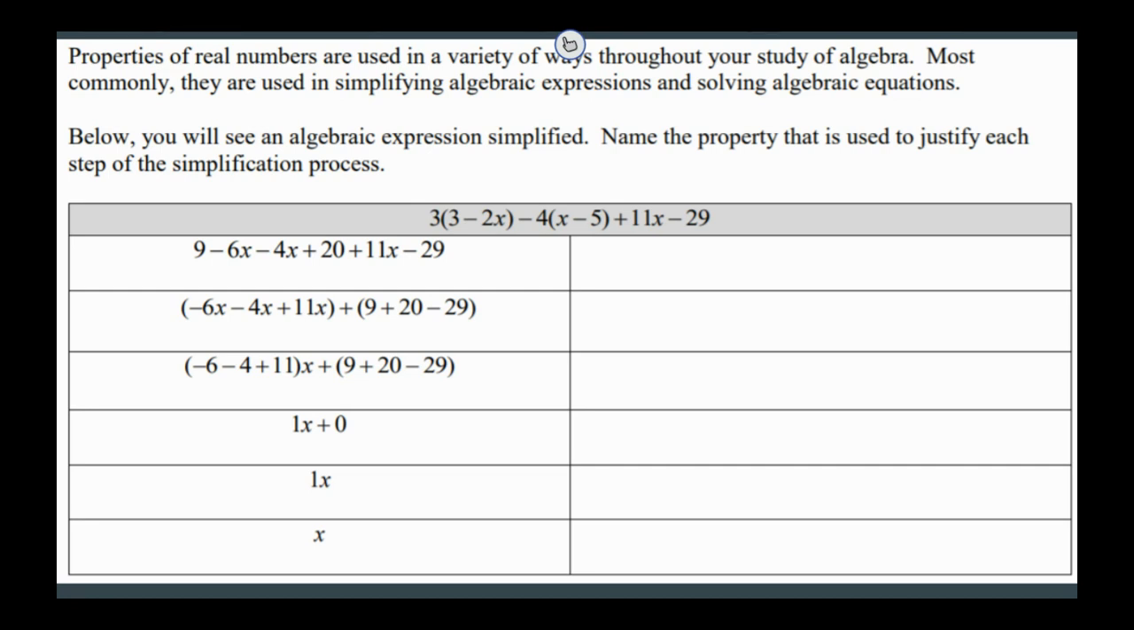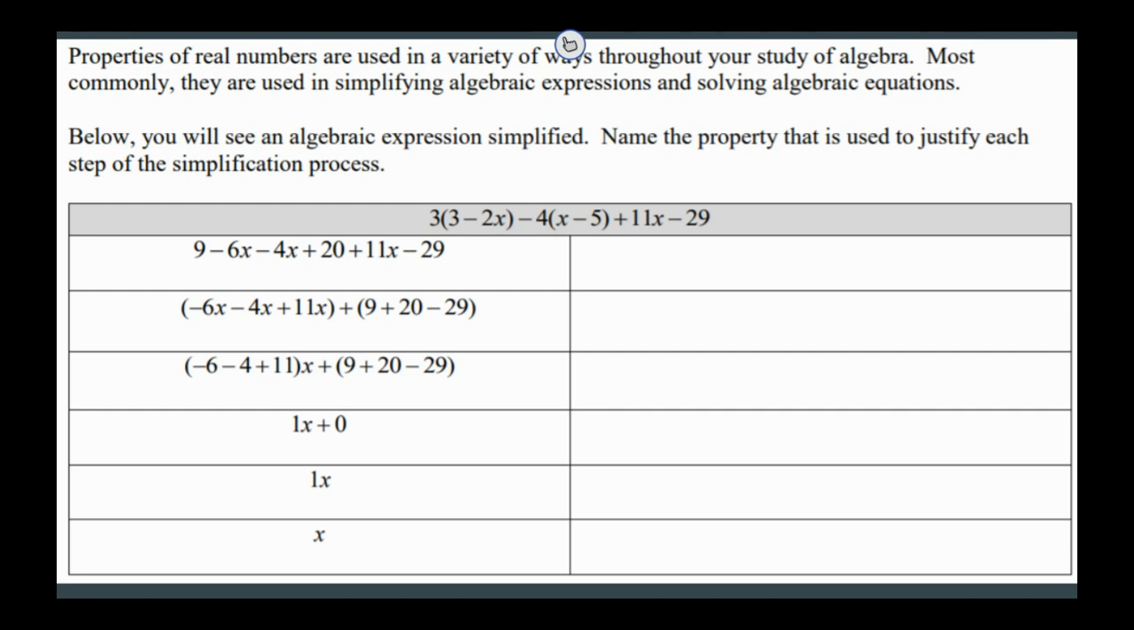So they've done the math for us. Now we're gonna name the property that's used to justify each step, okay? This is where I'm gonna be different from Ms. Lashley. You do not have to write out property of whatever. If it's the distributive property, you can put distributive. If it's commutative, you can put commutative, right? You don't have to put property of equality, property of whatever, okay?